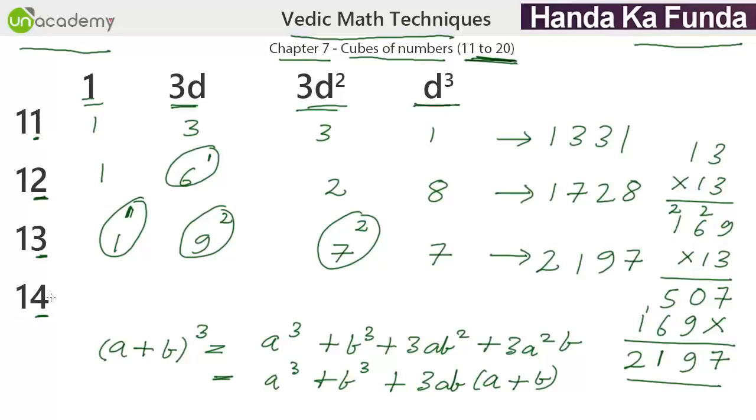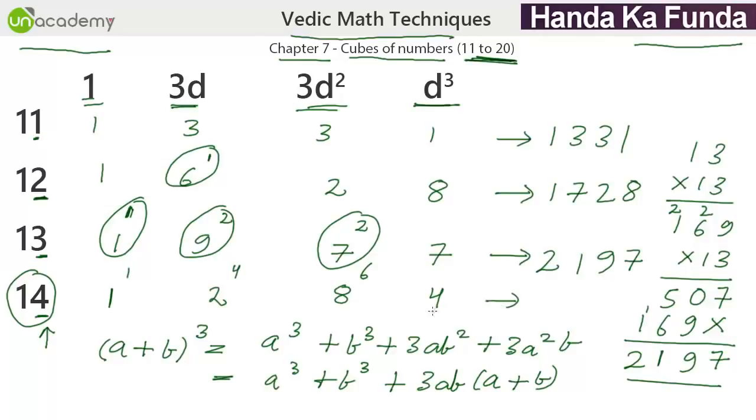Let's try one final one with 14, where my D is 4. So what do I get here? D is 4, cube of 4 is 64. So 4 and a carryover of 6. 3 into 4 square, so 3 into 16 is 48. So 8 and a carryover of 4. Then 3 into 4 is 12. So 2, carryover of 1. And my original 1.